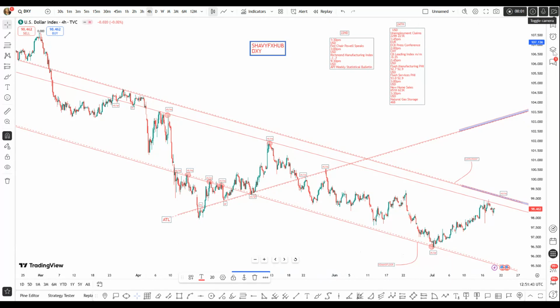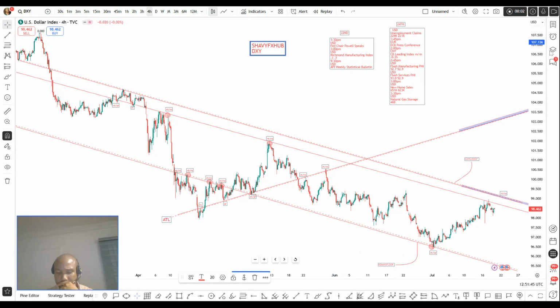So let's look at the dollar index. Oftentimes we talk of DXY. So some people might ask, what exactly is the DXY? What is the dollar index?